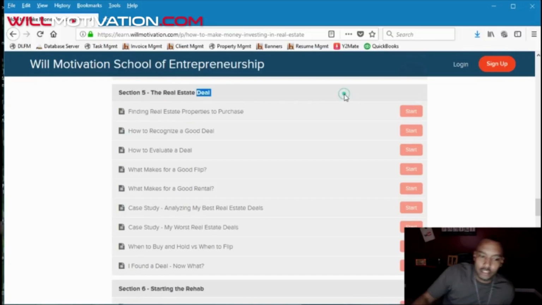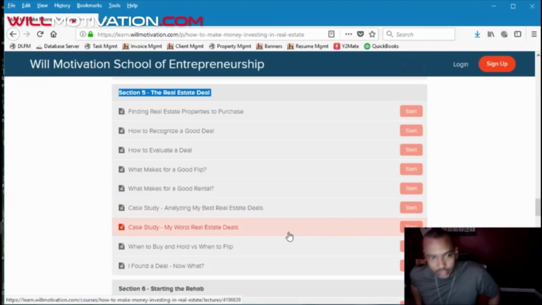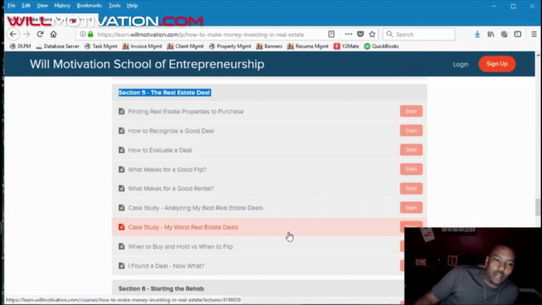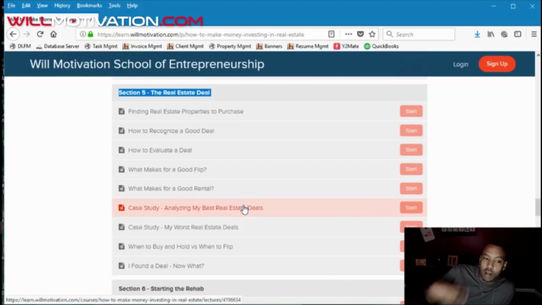So section 5 is getting into the nitty gritty of analyzing your deals, right? So how do we find the real estate properties to purchase? How do we recognize whether or not a property is a good deal? How do we evaluate a deal? Determining what makes a good flip, what makes a good rental. We'll do some case studies on my own properties and analyze my best real estate deals. And then we'll also analyze my worst real estate deals.